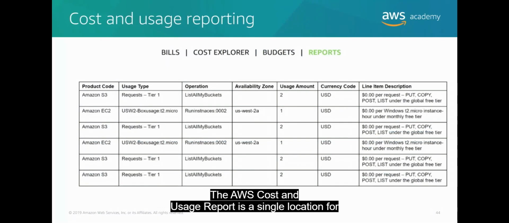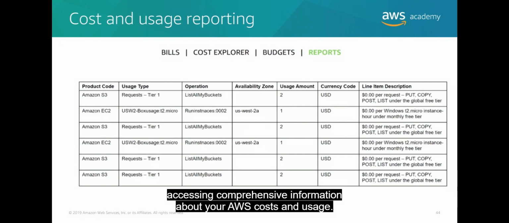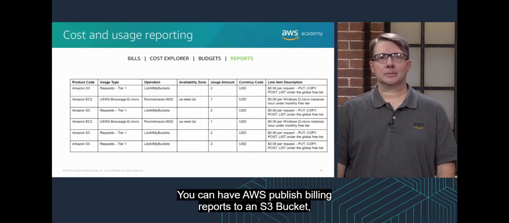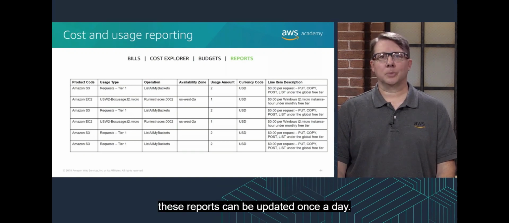The AWS Cost and Usage Report is a single location for accessing comprehensive information about your AWS costs and usage. This tool lists the usage for each service category that is used by an account and its users in hourly or daily line items, and any tax that you activated for tax allocation purposes. You can have AWS publish billing reports to an S3 bucket. These reports can be updated once a day.